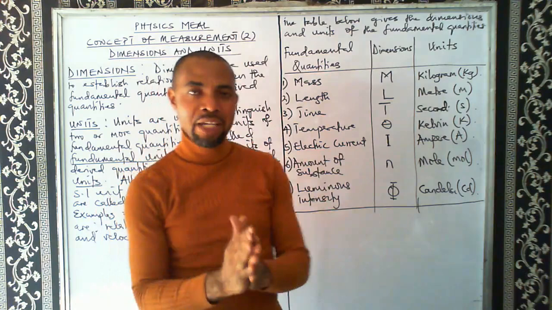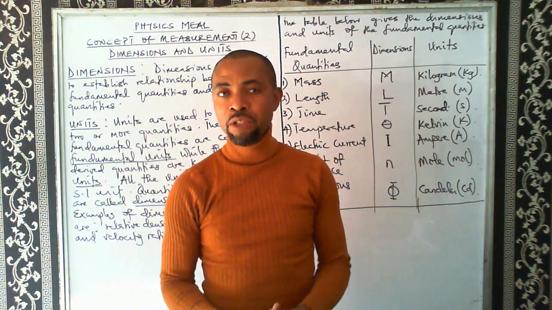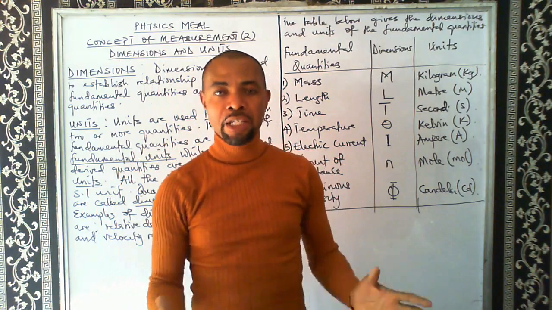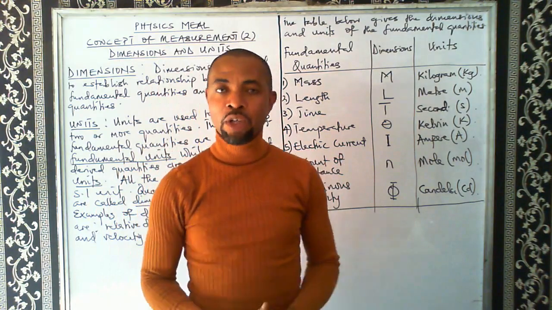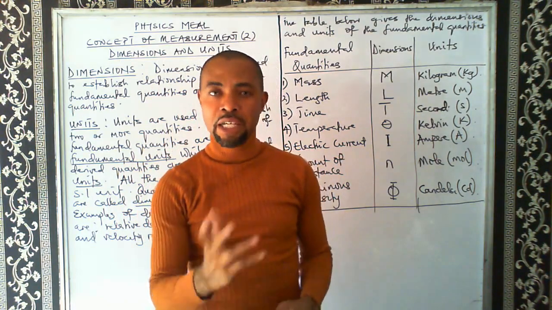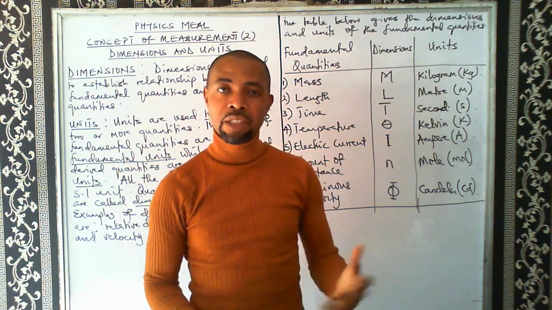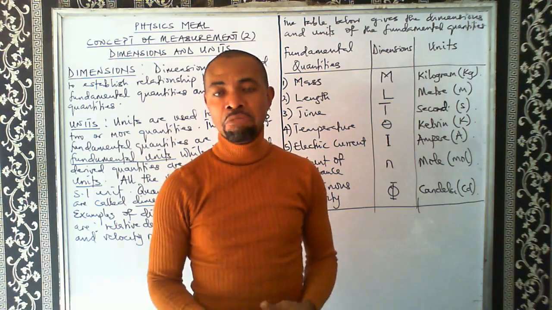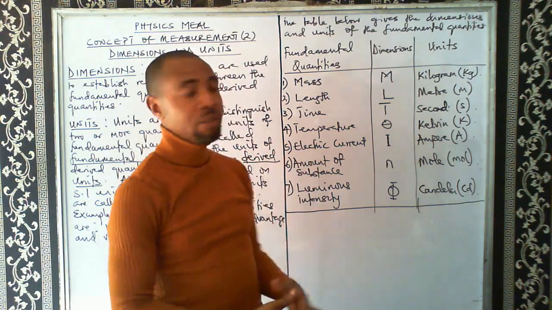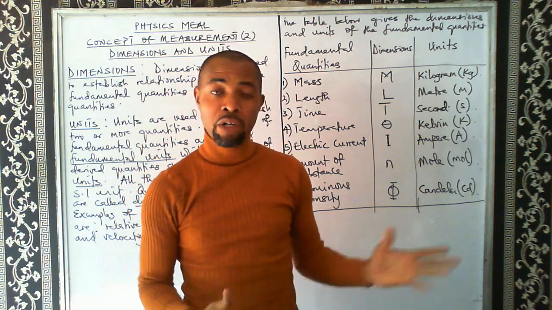I believe that at the end of this video you know the meaning of dimensions, you know what we mean by units. You have also known that the units of fundamental quantities are called fundamental units, and the units of derived quantities are known as derived units. We also established that when a quantity is without a unit, that quantity is said to be dimensionless. We gave examples of such quantities, like mechanical advantage, velocity ratio, tensile strain, and the rest of them. Then we also gave a table for the dimensions and the units of the fundamental quantities.